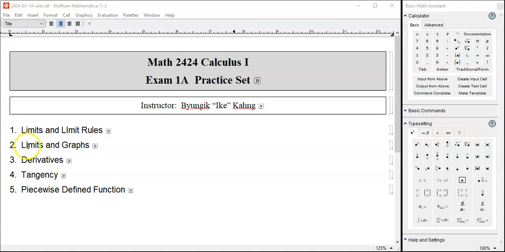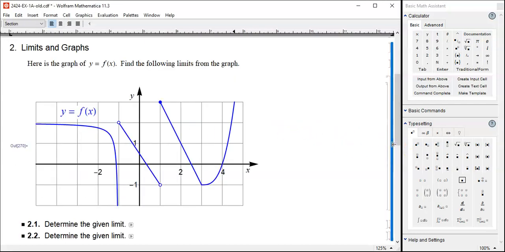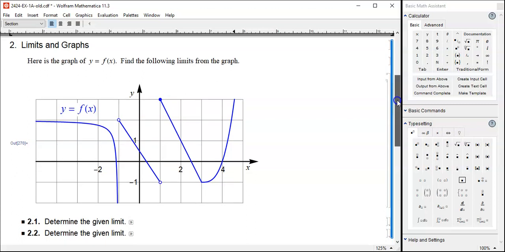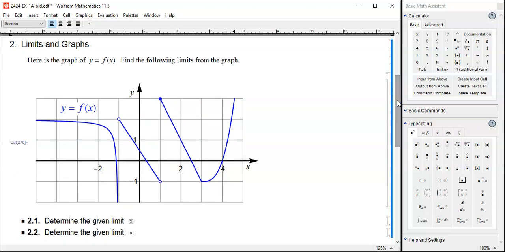Limits and graphs. Excuse me, there's a typo. Limits and graphs. Okay. And we have a graph of a function. It's a piecewise defined function. As you can see, we have some vertical asymptote forming here and horizontal asymptote forming there. Otherwise, no more asymptotes.